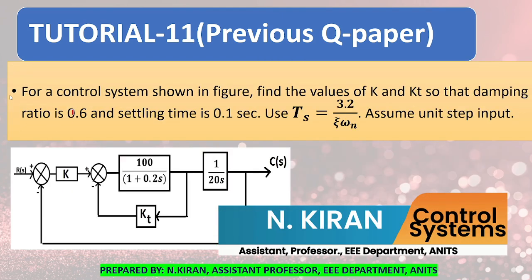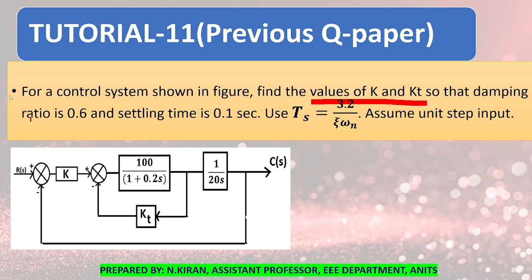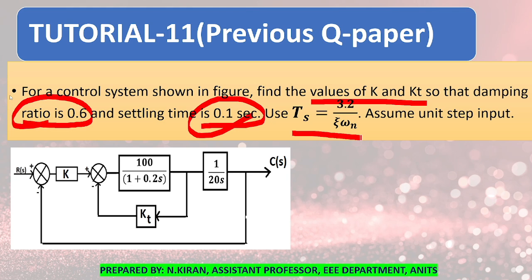The next tutorial: for a given block diagram control system, we are asked to find the values of K and Kt such that the damping ratio is 0.6 and the settling time is 0.1 seconds. Given that the settling time is 3.2 by zeta omega n, and assuming a unit step input. First, let us find the transfer function using the block diagram reduction technique. Then we can get the values of K and Kt.